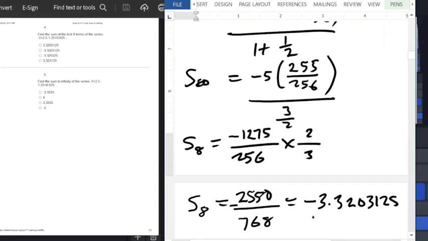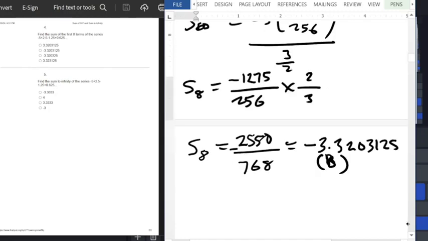The answer is 3.3203125. So that is minus 3.3203125, that is option B. Question 5 and 4, we have the same information but different questions.